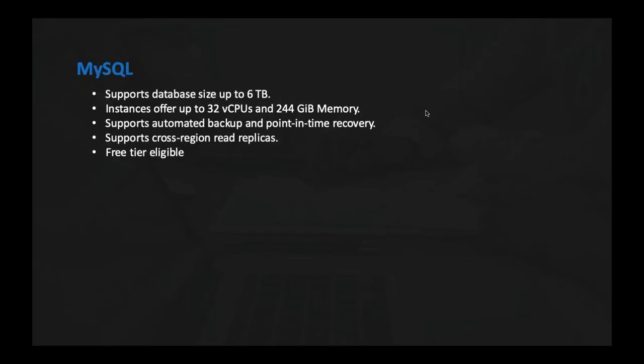So if you go for a normal MySQL server, suppose up to 6 terabyte of data storage, and currently the instances are offering more than 96 virtual CPUs and 700-900 gigs of RAM. It supports automated backup. Now, automated backup and point in time is a great feature offered by the AWS.